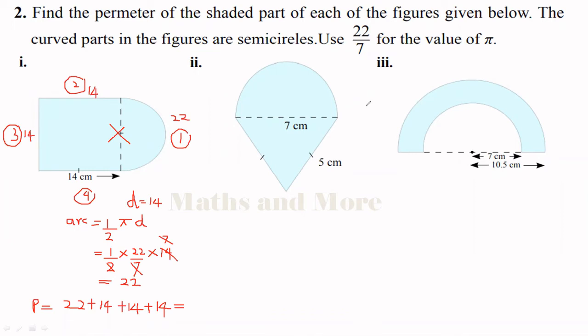64, is that 64? 4 plus 4, 8. 8 plus 4, 12. 12 plus 2, 14. Right, 4. 1 and 1, 2, 3, 4, 4 and 2, 6. Yes, very good. 64 centimeters.